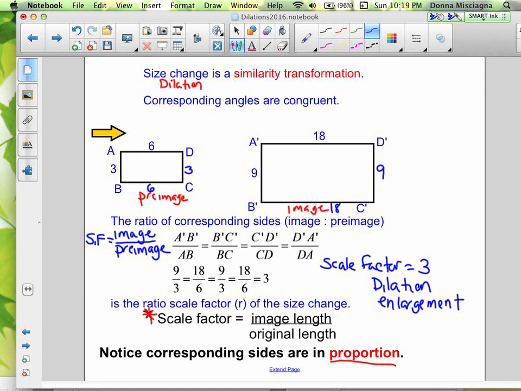Oh, I have it right down in your notes. I imagine I put that in there. But your scale factor is always the image length over the original length, the pre-image, right? Image over pre-image. Notice corresponding sides are in proportion. I think that's a fill-in for you. So you don't have to worry about writing SF equals image over pre-image in your notes because I put it down there. But if I didn't, then make sure you put that in. But I'm pretty sure I did.